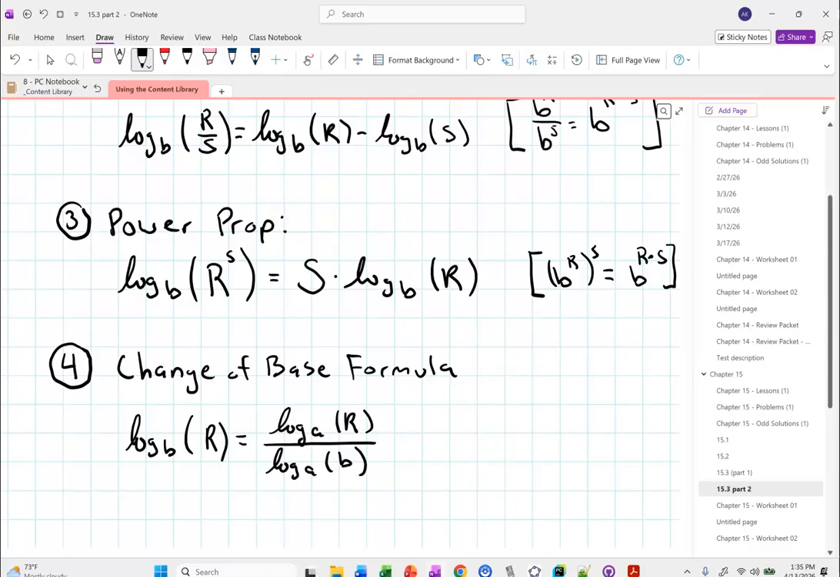And the change of base formula doesn't really have a direct exponential equivalent to it, so I'm not going to bother.